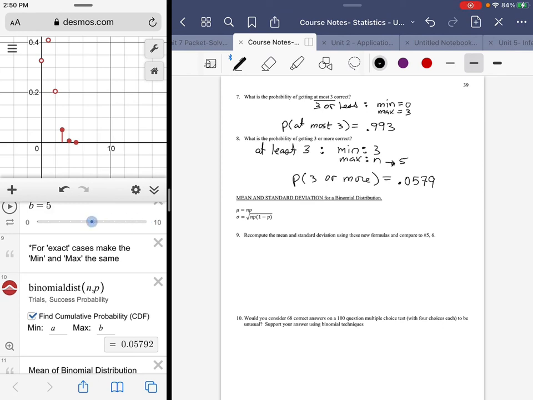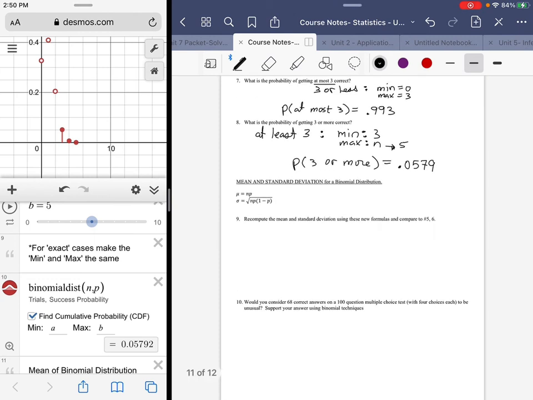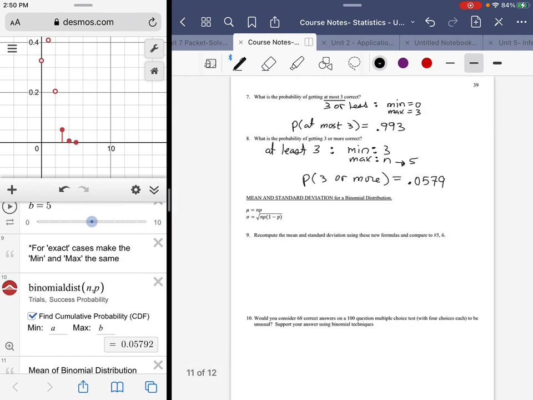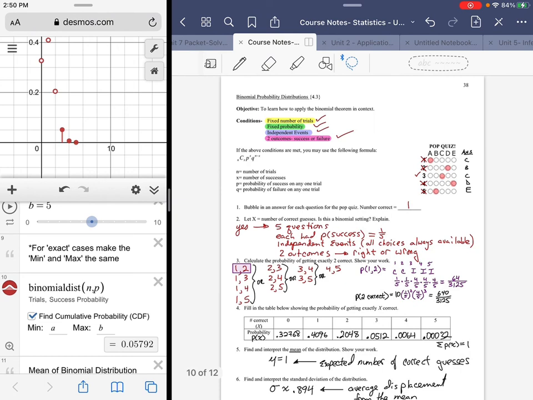Now, we also have the mean and standard deviations for binomial distributions. Particular formulas that once you recognize a situation as being binomial, you could use these formulas rather than using that funky calculator that we went over a couple minutes ago to get these numbers. Mu is equal to just simply n times p. But that's only true if you've accounted for these possible conditions.